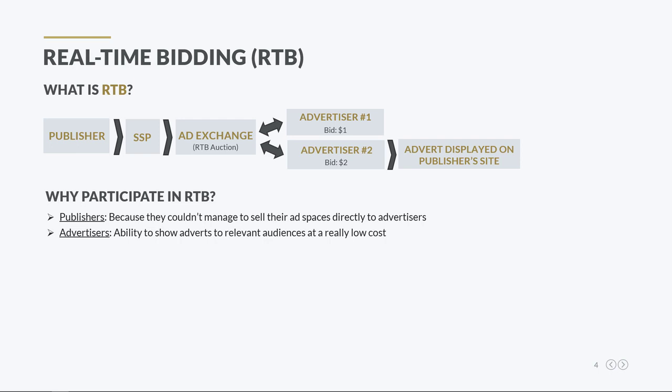But let's see why publishers and advertisers participate in real-time bidding auctions. When it comes to publishers, they do so because they couldn't manage to sell their ad inventory directly to advertisers. That way, they can increase ad space fill rates, and hence generate some ad revenue. As for advertisers, they can take advantage of this situation to show ads to relevant audiences at a low cost. There are two types of real-time bidding auctions, the open auction and the private auction, which I will cover in greater detail in the next two lessons.